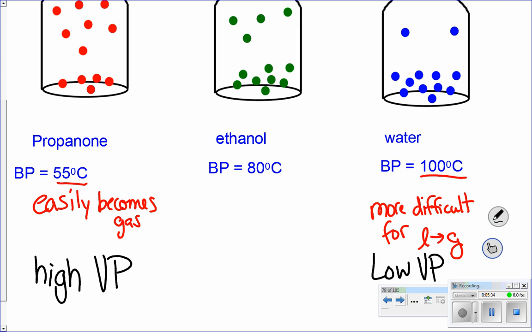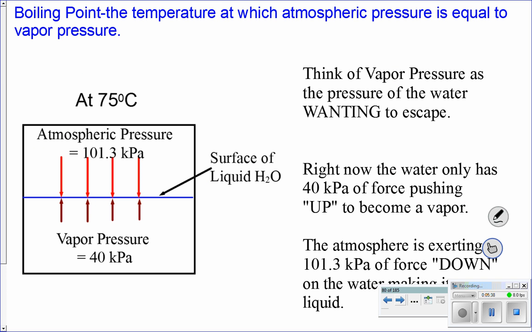We can also use this to talk in terms of boiling point. An alternative definition for boiling point is the temperature at which atmospheric pressure is equal to vapor pressure. When something boils, the vapor pressure of that liquid has to become equal to the atmospheric pressure. If you have a sample of water being held at 75 degrees Celsius, its vapor pressure is 40 kilopascals. The atmospheric pressure is 101.3 kilopascals in a typical room like our classroom.